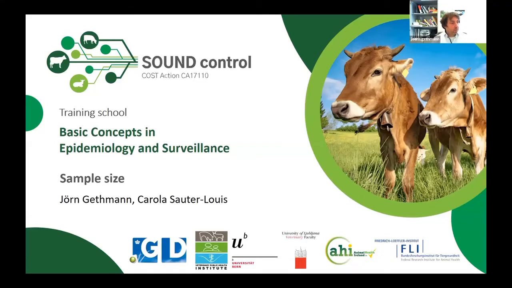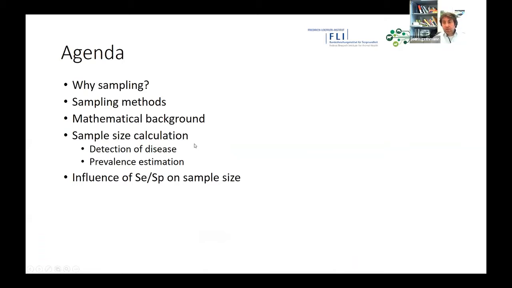Now I want to show you some concepts on the sample size and the basic idea. And does it work? Yes. The first point is why should we sample anyway? And then coming to the sampling methods, a little bit about the mathematical background, but I keep it very short. And then the sample size calculation for detection of disease and the prevalence estimation. And that has been shown a little bit by Maria, the influence of sensitivity and specificity on sample size.